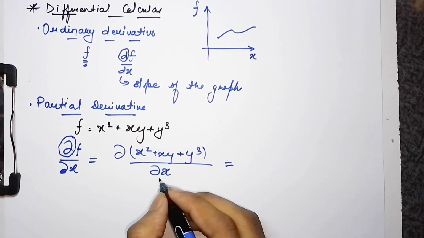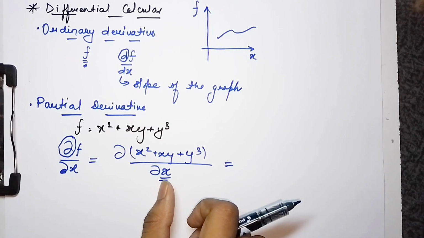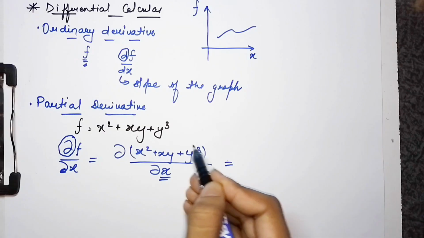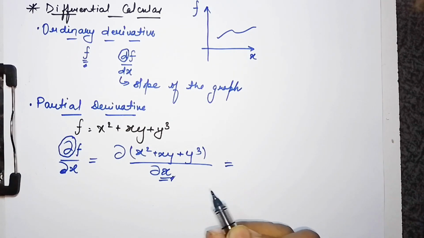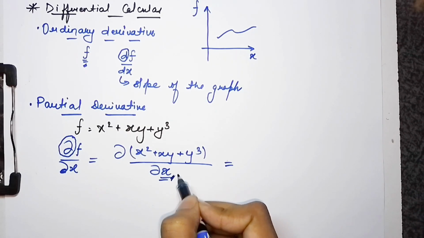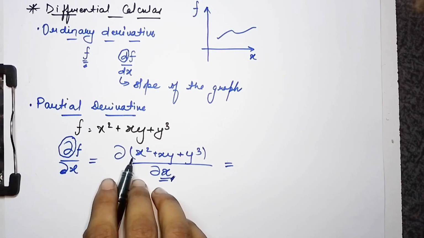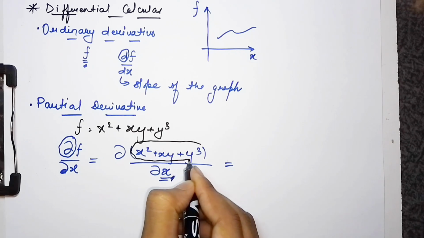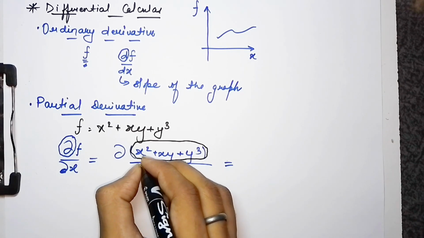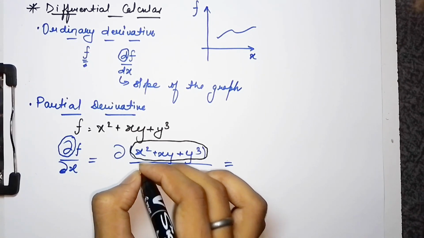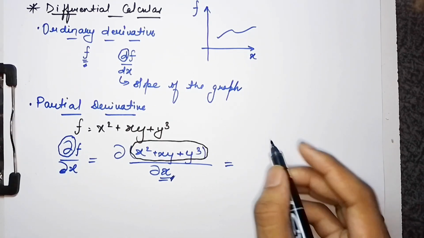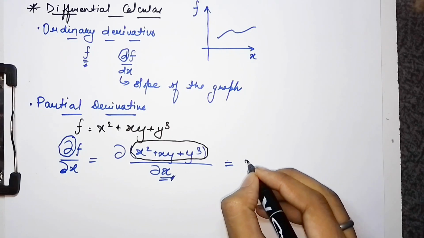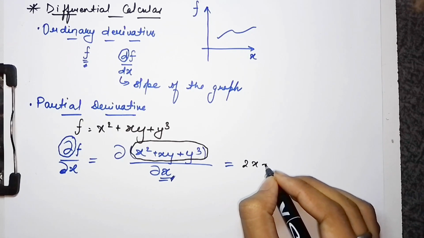Now, when someone asks you to find the partial derivative of a function, you have to differentiate the given function only with respect to this particular variable. That is, we will differentiate this completely with x by taking x as a variable and all the other things as constants. I hope that it's clear. Now let me do it. What would be the derivative of x square? It would be 2x. What would be the derivative of xy? It would be y.